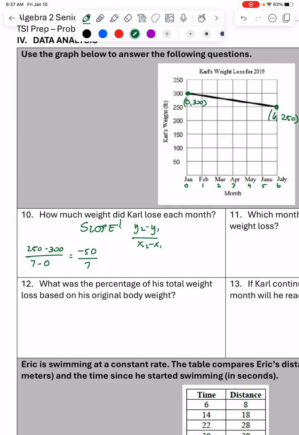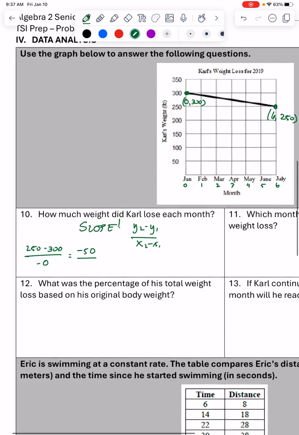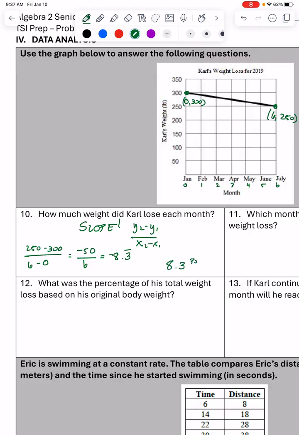And that would make these 6. So negative 50 divided by 6 would be negative 8.3 repeating. So he is going to lose, he averages about 8.3 pounds per month is what he's losing, okay?